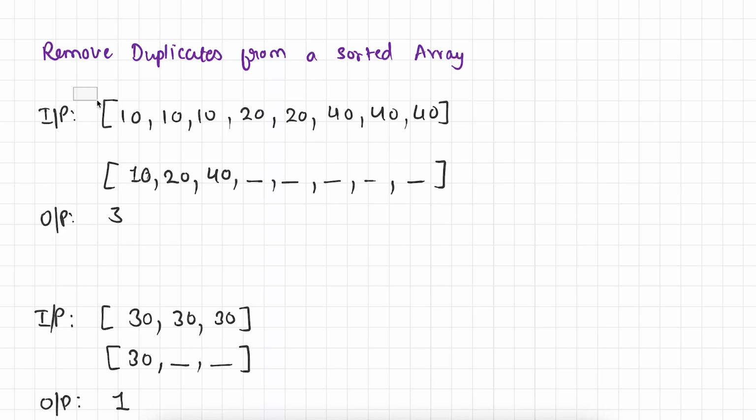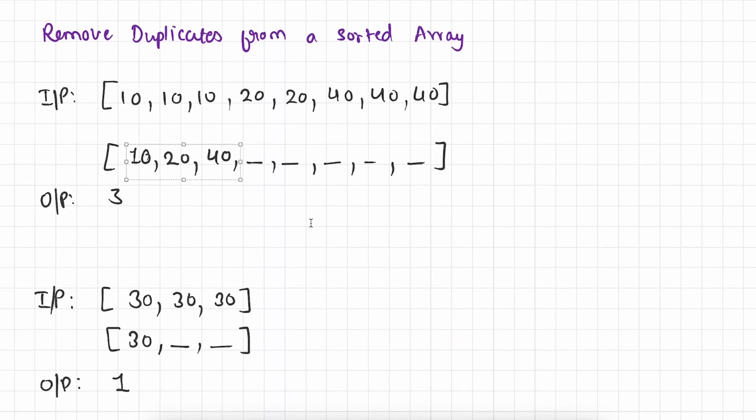So for input like this, we can see that 10, 20, 40 are distinct elements. So we bring all the distinct elements to the beginning and we keep all other spots intact. It means we do not care about all these remaining elements. We just care about these three elements that are distinct. So that is why the output of this input is 3. Let's move on to the next example.